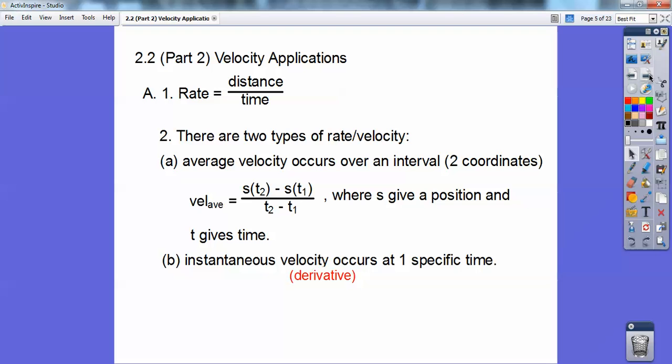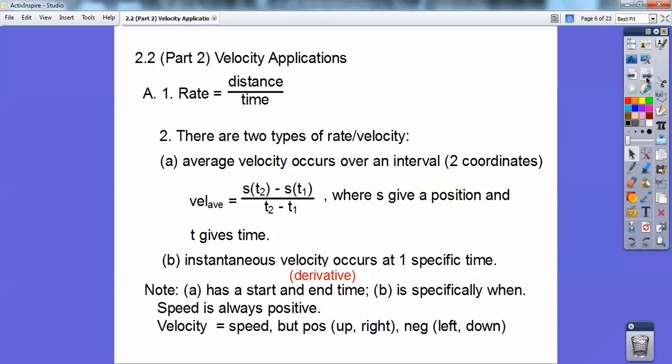So instantaneous velocity means you're going to take the derivative and you plug in that specific time. Okay, so average velocity, use this formula. Instantaneous velocity, we use the derivative. And just note that the average velocity has a start and end time, and then the instantaneous velocity is when it's asking specifically for a time.